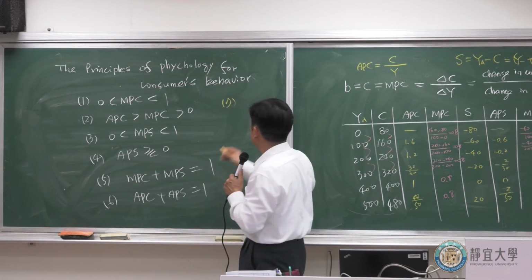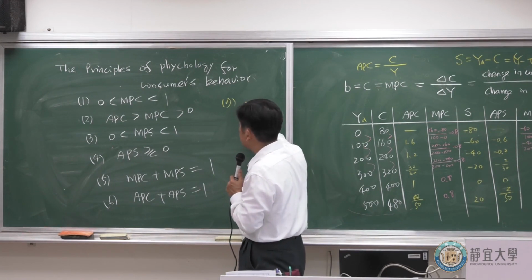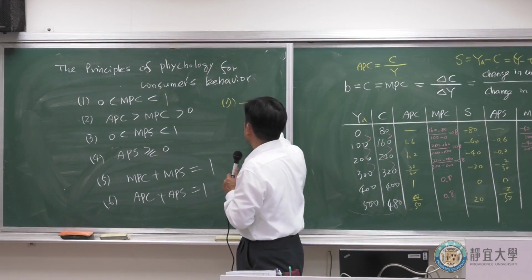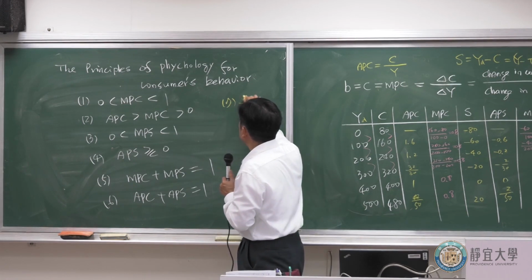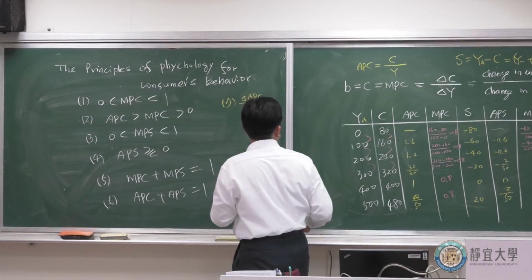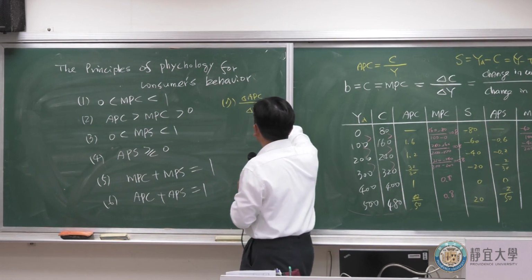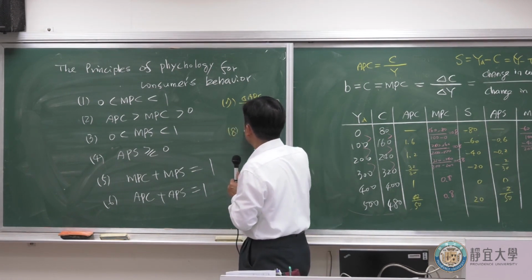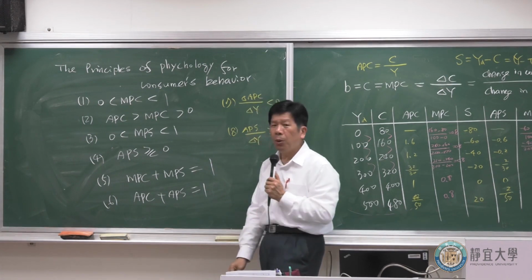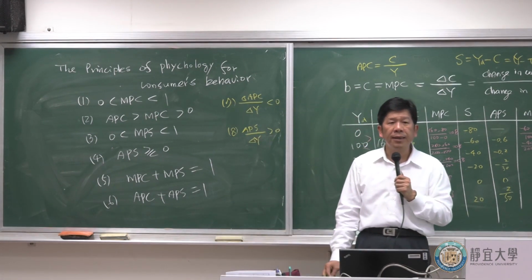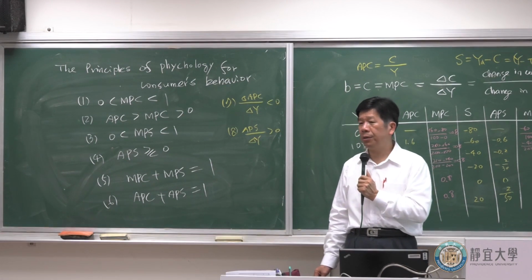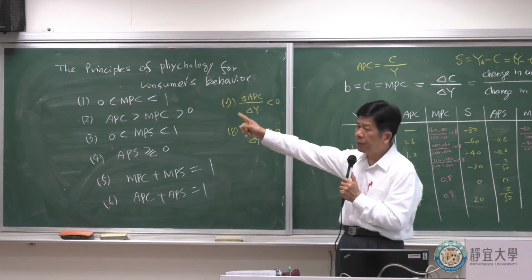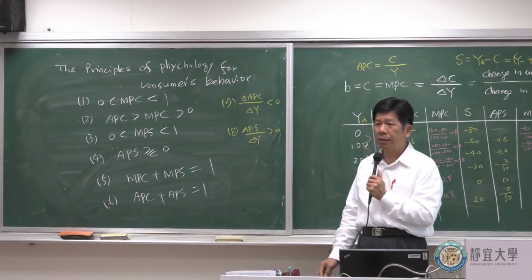The seventh represents delta Y and delta APC less than 0. The eighth, delta Y and delta APS larger than 0. So one day if you do some exam, have some choice, okay? So from the first to the eighth, all correct.